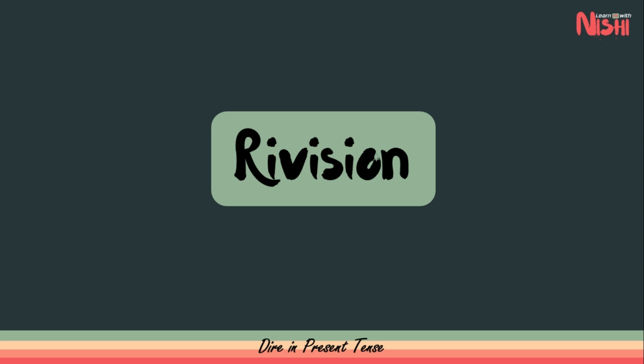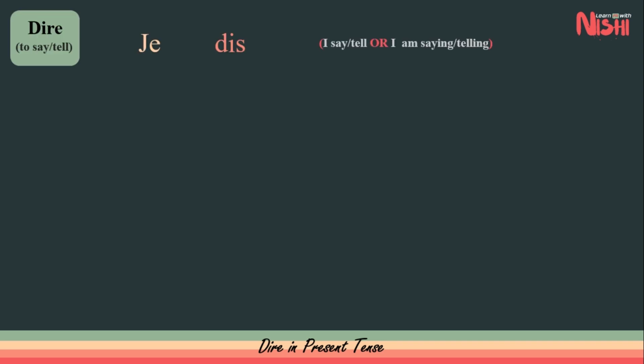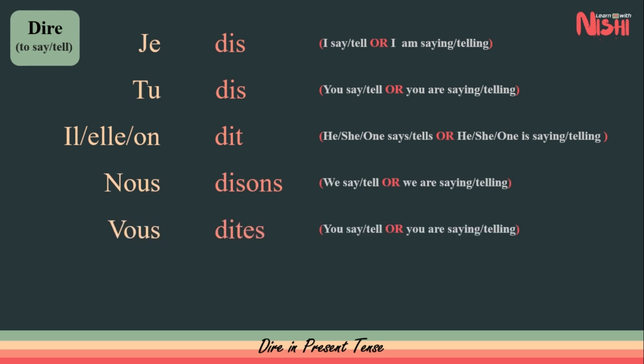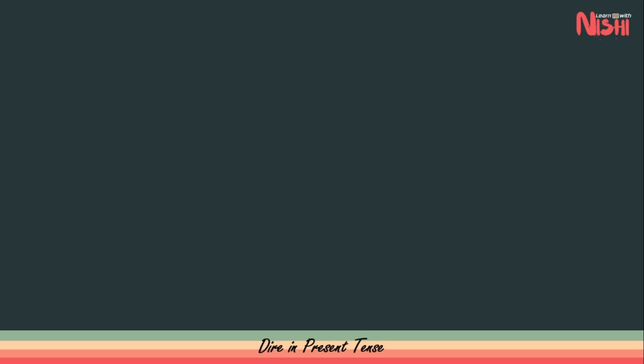Okay, now let's revise the conjugation of this verb in present tense one more time. Je dis, tu dis, il, elle, on dit, nous disons, vous dites, il, elle disent. I think that's enough for today's lesson.